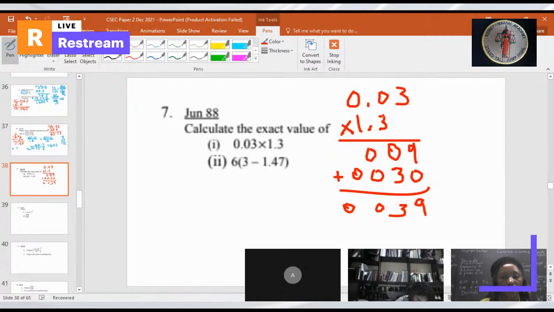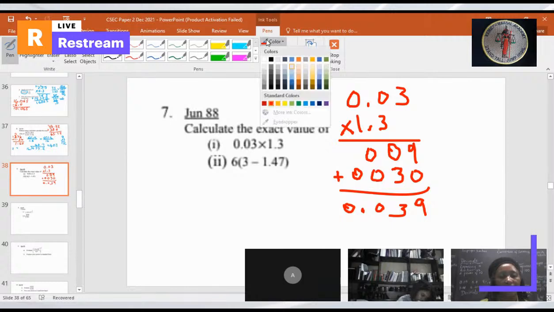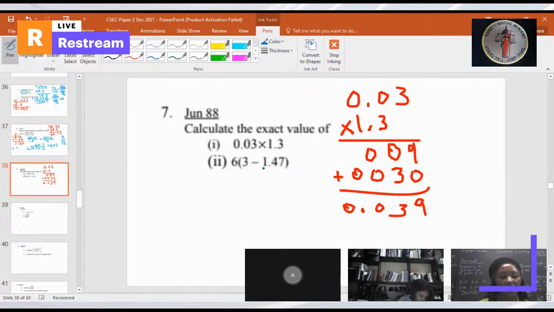So one, two, three decimal places. So we divide it by 1000. So that's one, two, three places back. So here, yes, all right. So that's the answer for i. And then for ii, what they want you to do is expand the bracket. All right. So it's 3 minus 1.47.